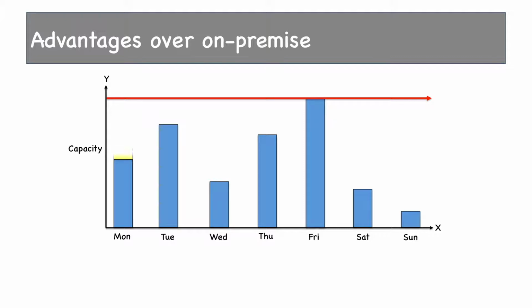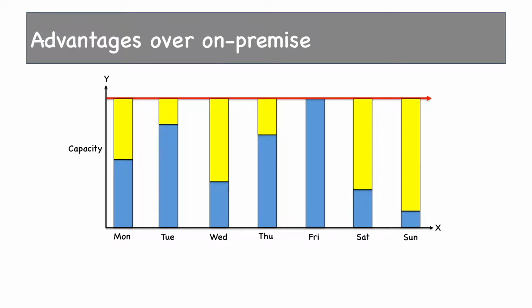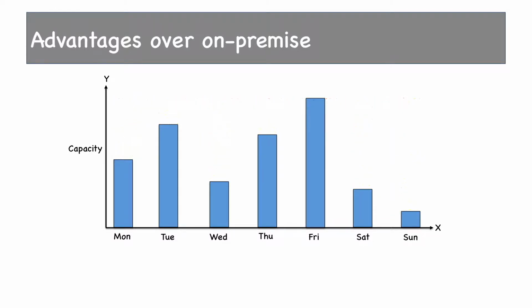But there's a problem here. These portions are unused. You have bought capacity, but on most days and most of the time you are not even using 100% of it. What is the other option then? The other option is to buy average capacity. This is more problematic because on these days you have less capacity, so your performance will suffer badly, and you cannot afford that because you lose customers and you lose business.